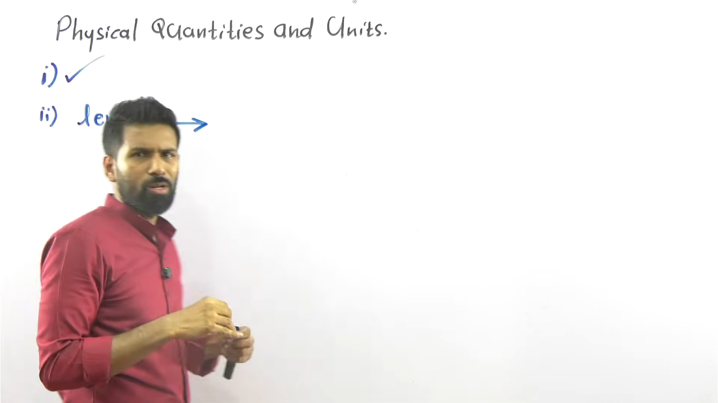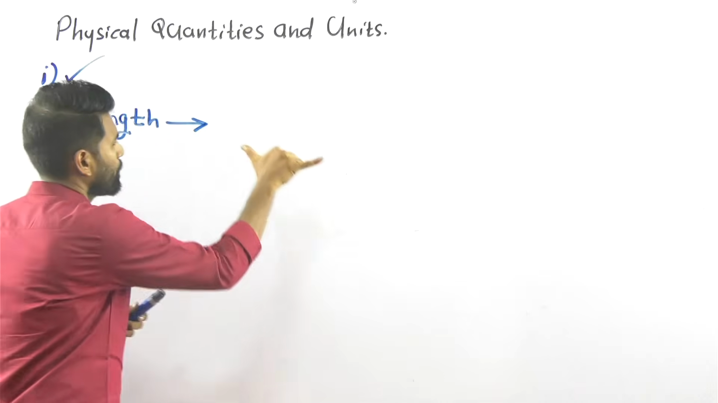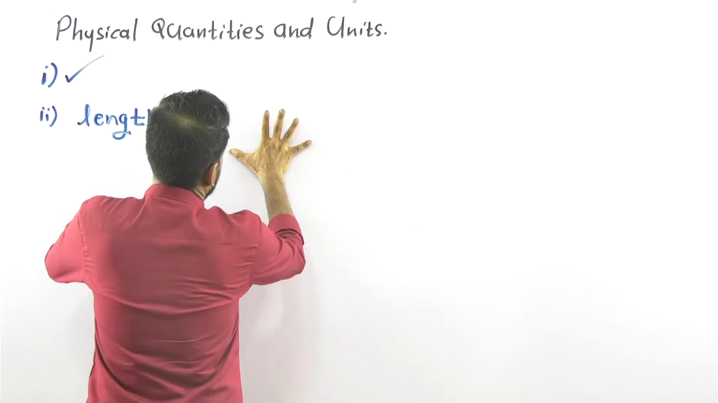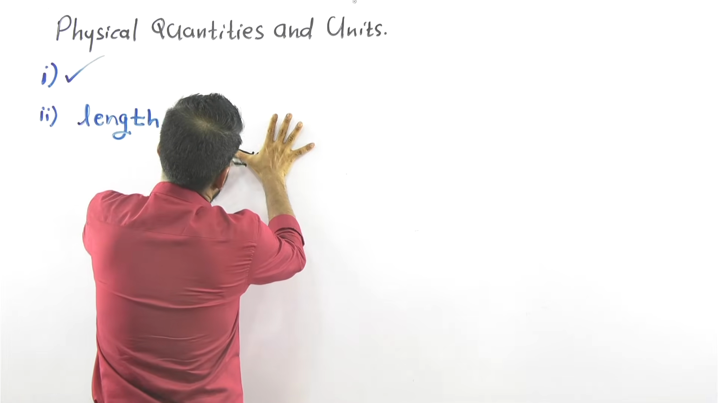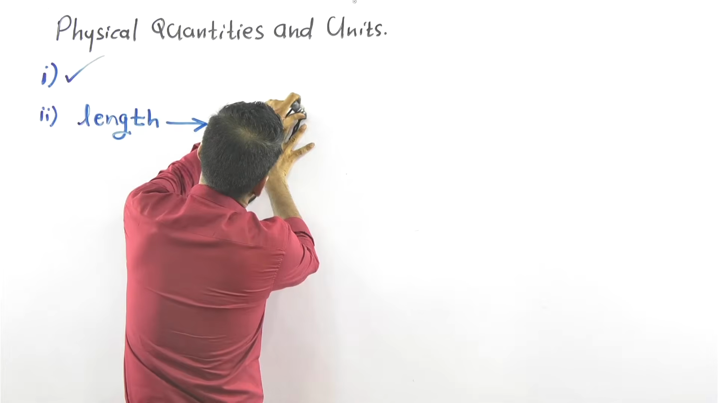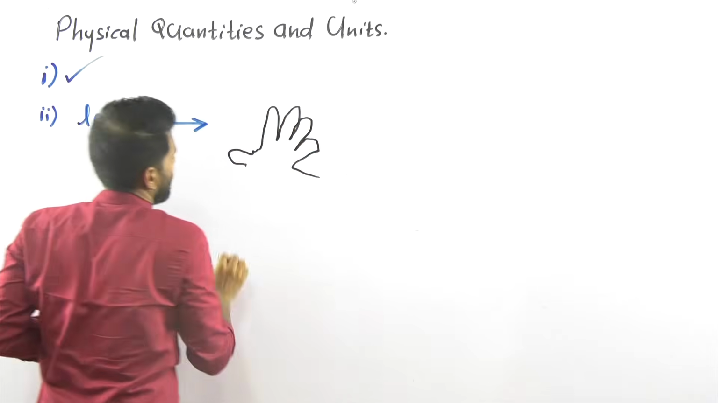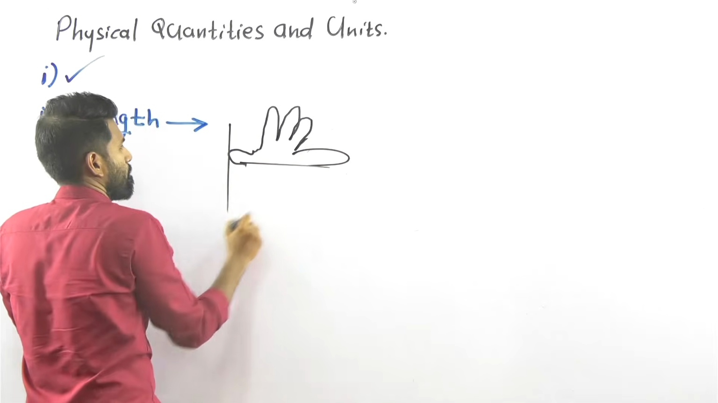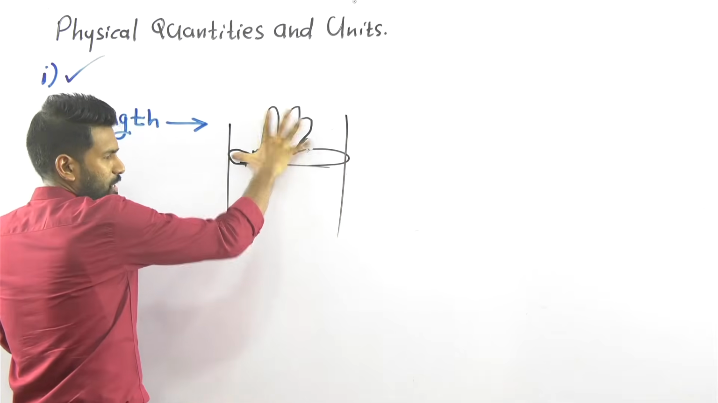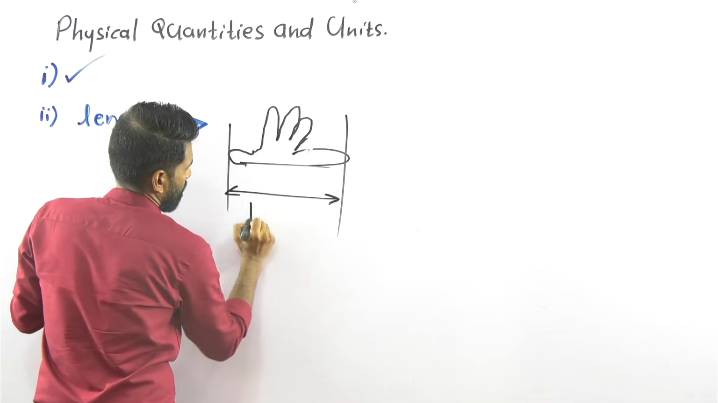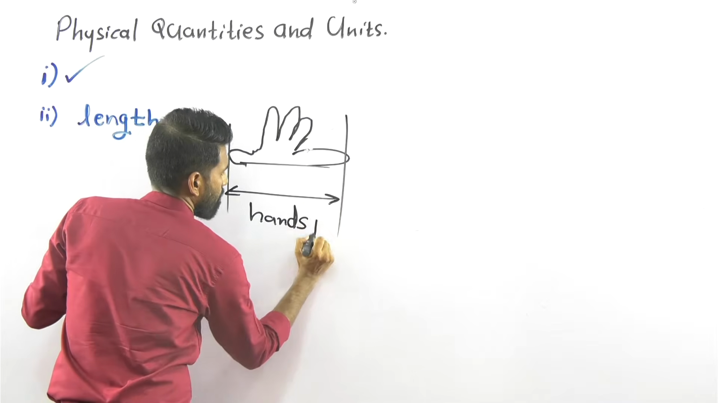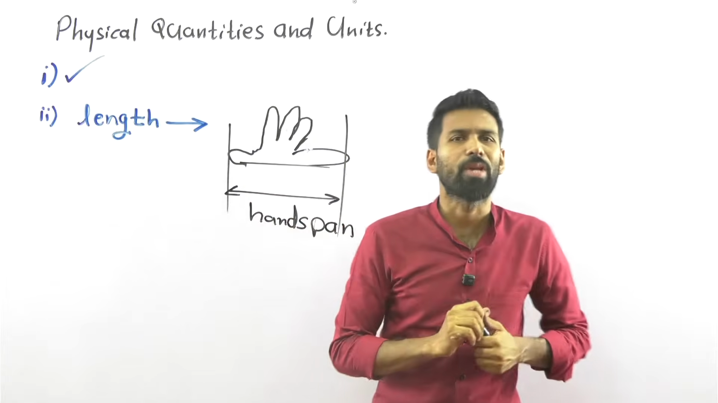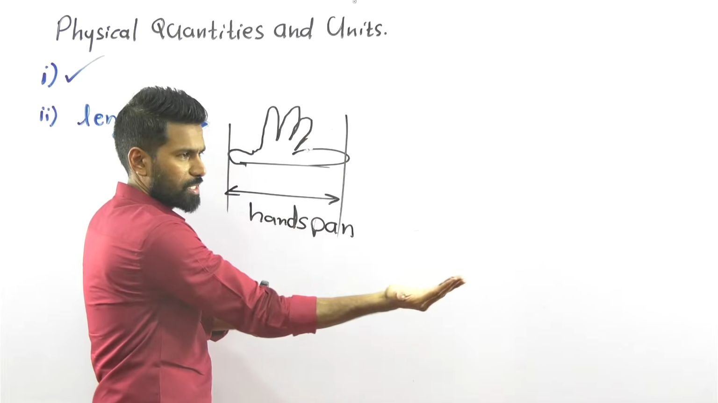Do you know something called handspan? This thing, handspan. This handspan. Do you know something called cubit? Cubit. Length of this size.